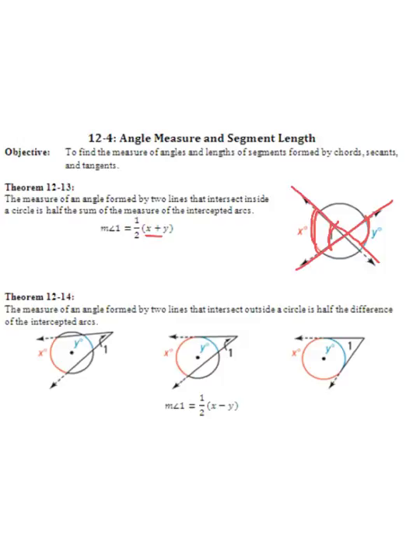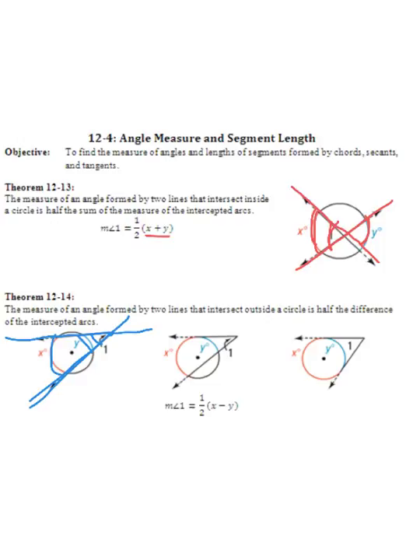Theorem 12.14: the measure of an angle formed by two lines that intersect outside of a circle is half of the difference of the intercepted arcs. So now we've got two lines that intersect outside of the circle. Okay, so there's our intersection out here. So if we want the angle 1, which is right here, we have to take the two intercepted arcs that are formed by those lines, and we find the difference. So bigger minus smaller, x minus y, and we take half of that.